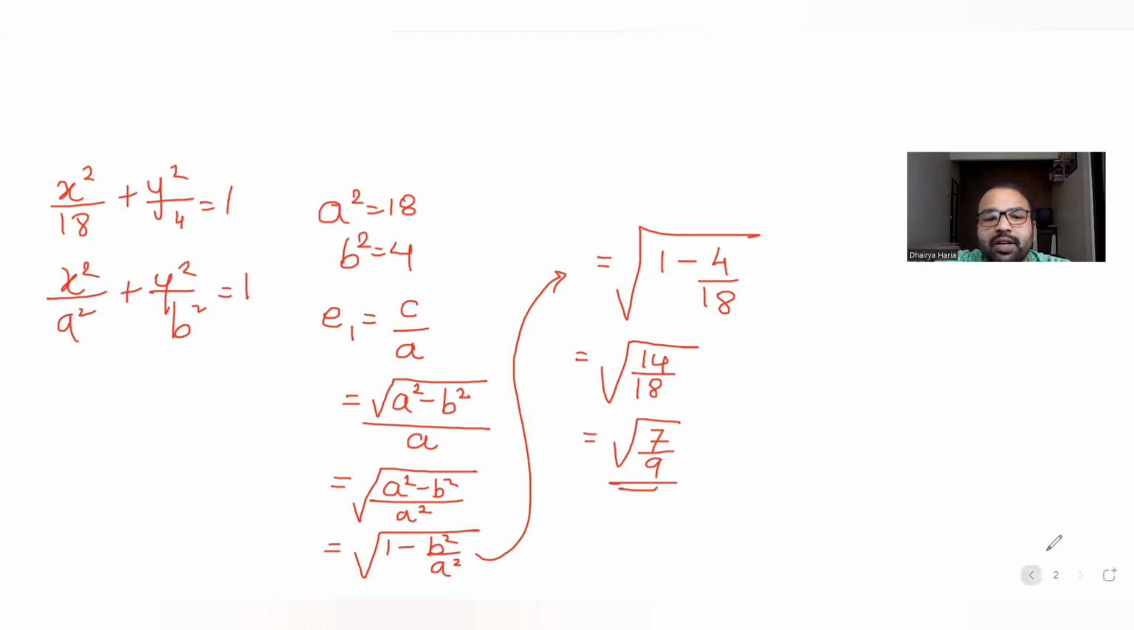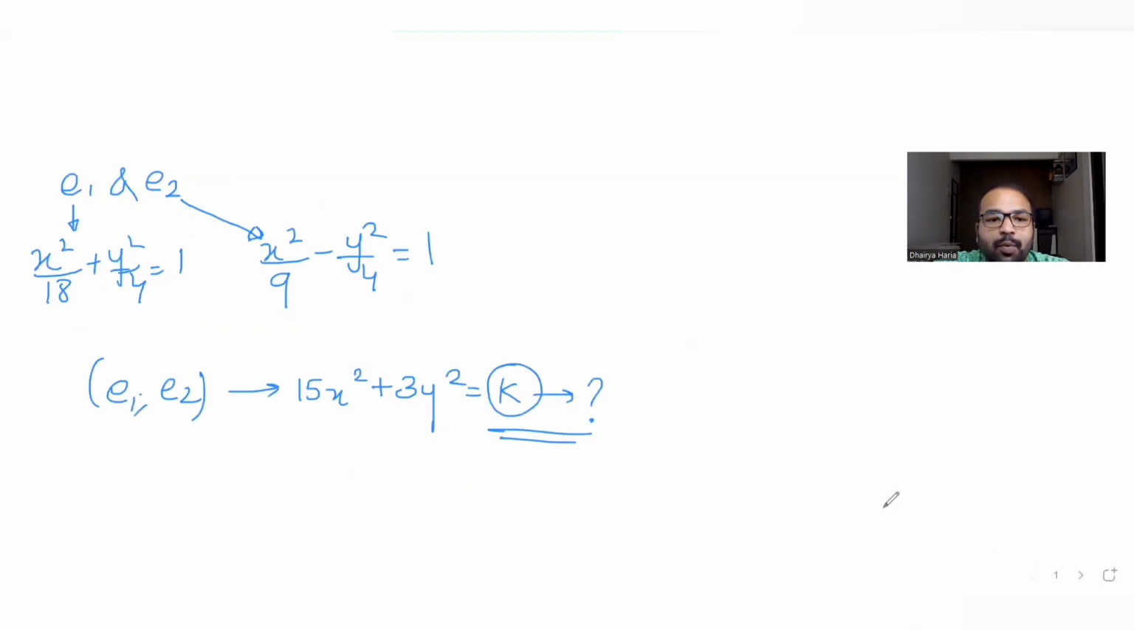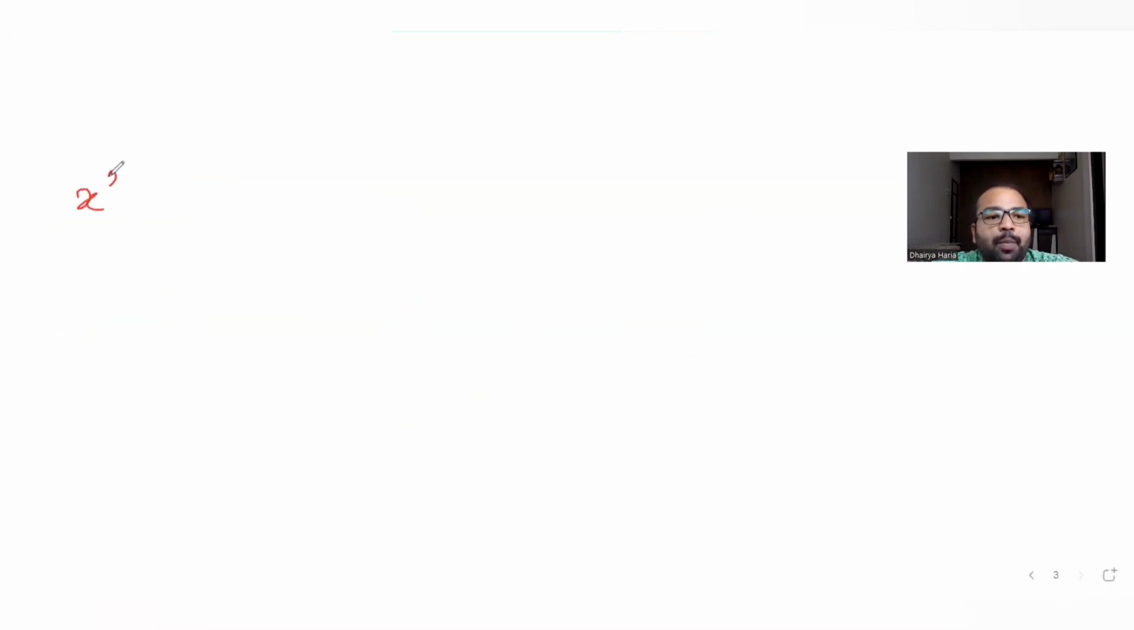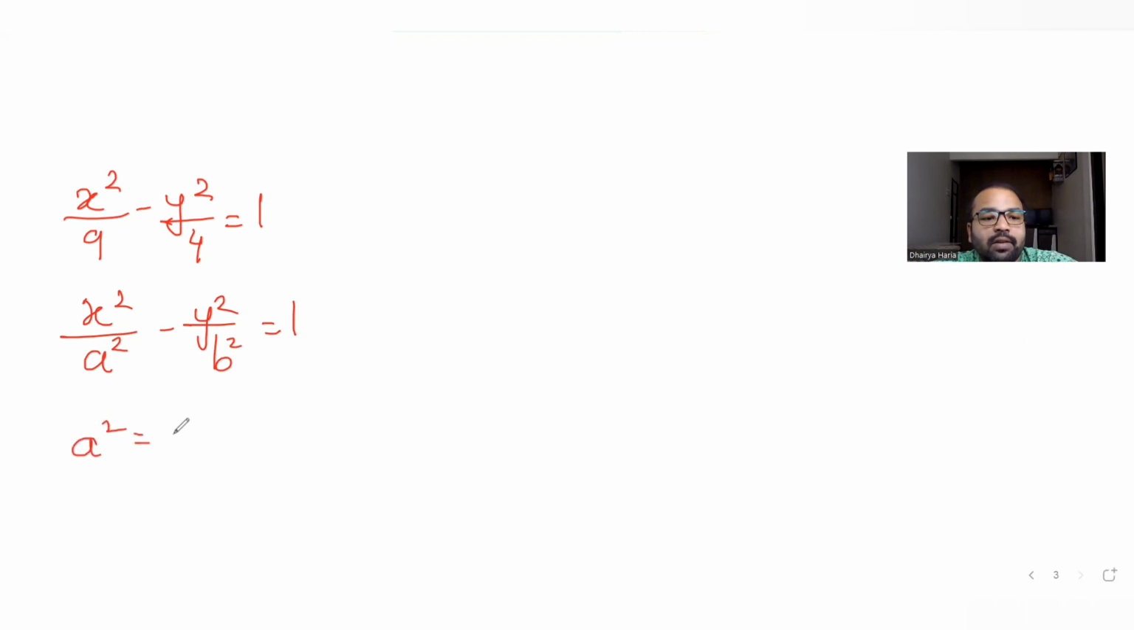Let's calculate the eccentricity for the hyperbola as well. So the hyperbola's equation is x square by 9 minus y square by 4 equals 1. If I again compare this with x square by a square minus y square by b square equals 1, a square here is 9 and b square here is 4. So if I want to calculate the eccentricity, it is given by root of a square plus b square upon a for the hyperbola.